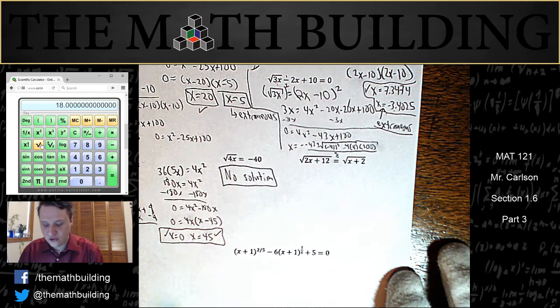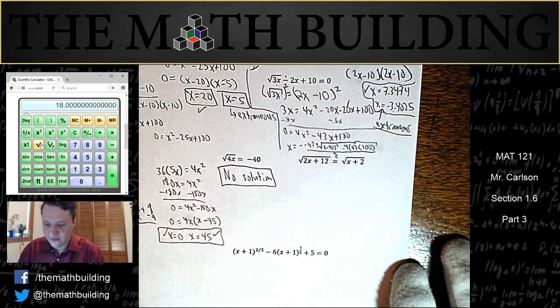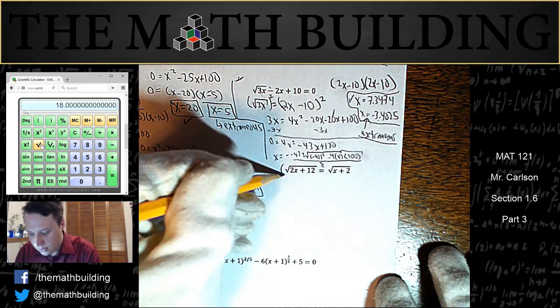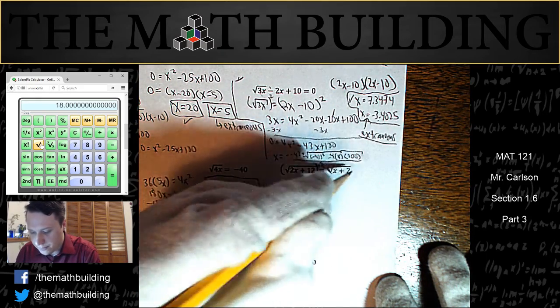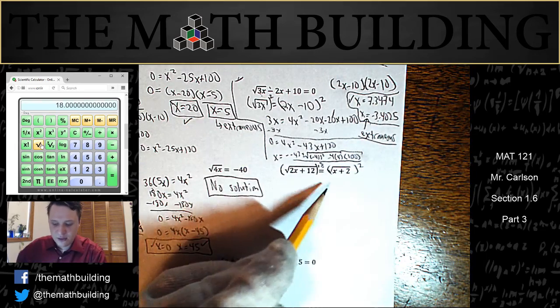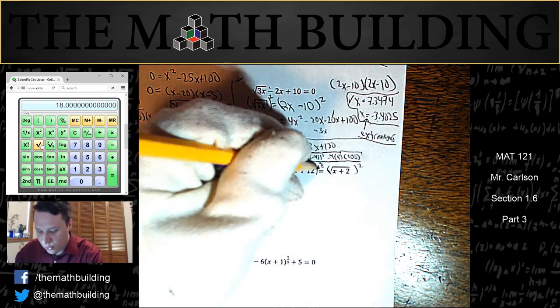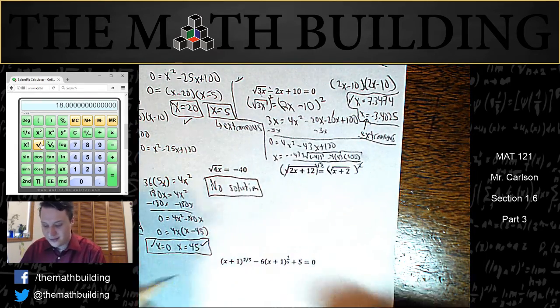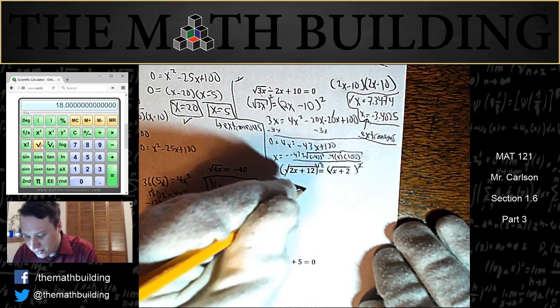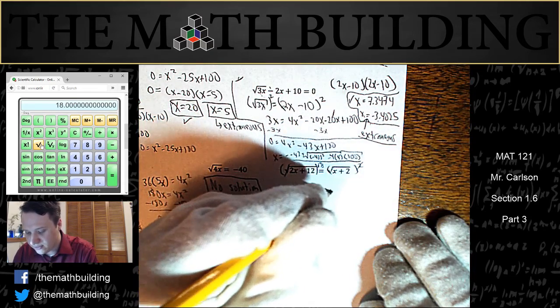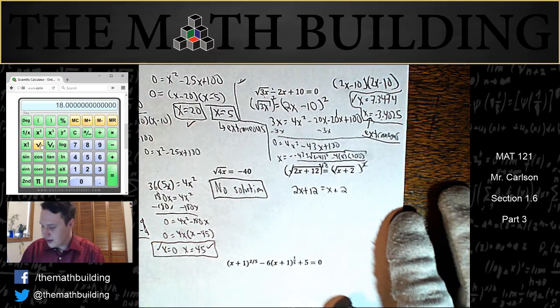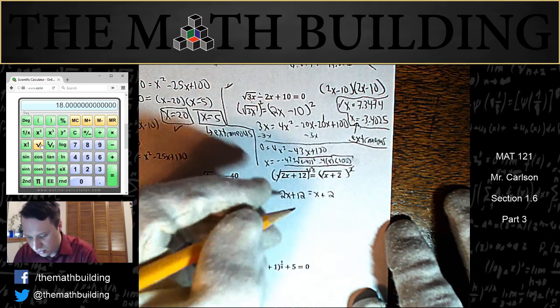We have the square root of 2x plus 12 equals the square root of x plus 2. Again, the two square roots we can just square. And because both sides are in the square roots, the square root cancels the square, and the square root cancels the square. So we get 2x plus 12 equals x plus 2. Very nice, not too much to do there, so let's subtract.